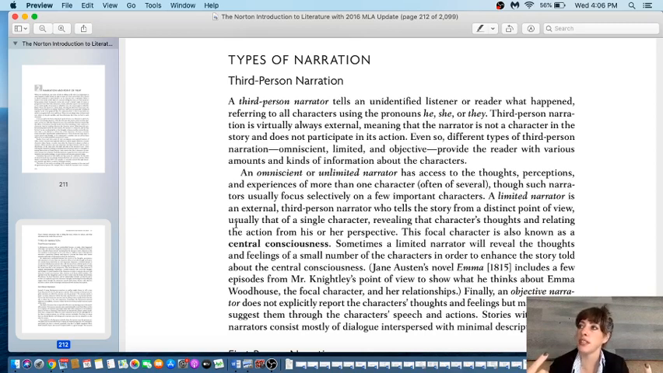Examples of first person that we've already seen is The Harvest. The narrator, the character in The Harvest, the speaker is speaking from the first person, the I point of view. So I is first person.